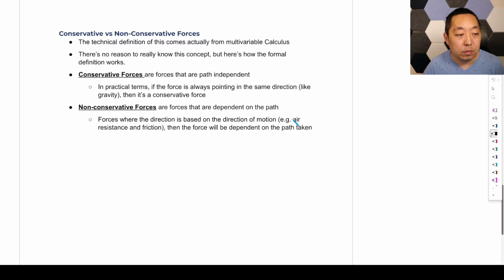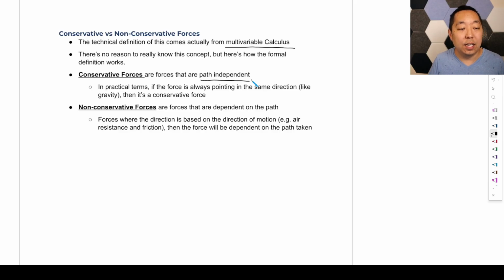Second part, conservative versus non-conservative forces. This is a very technical definition. It actually comes from multivariable calculus, which you guys don't need to know at this point for this class. But there's not a particular reason to know this concept, but this is kind of how the formal definition works. Okay, conservative forces are forces that are path independent.